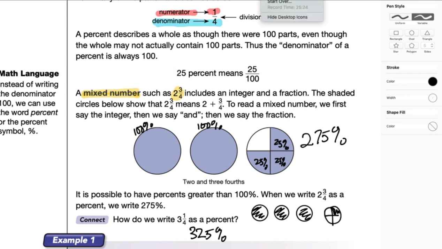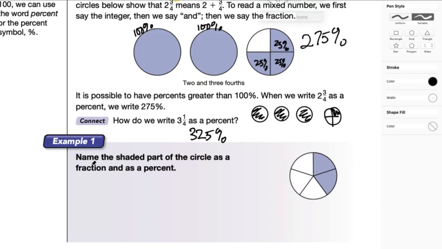Let's take a moment to look at the first example. This first example is asking us to name the shaded part of the circle as a fraction and as a percent. The first thing we want to do is deal with our fraction idea. You notice that these are 5 parts. So our fraction's denominator describes how many parts we're dealing with, and so that's going to be 5. The parts that we're concerned about are the shaded ones, and there's 2. So 2/5, or 2 out of 5, is what we're looking at.